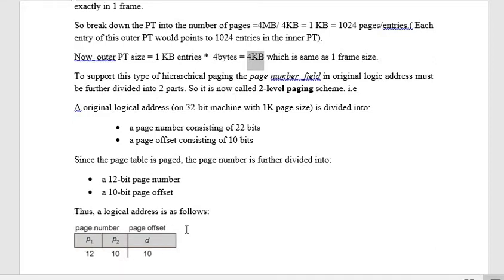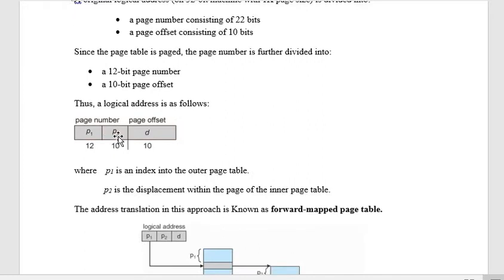When we divide the logical address's page number field into levels, that is the hierarchical way of proceeding with paging, or hierarchical paging. When we divide the one page number into two fields, this says that it is a two-level hierarchical representation.